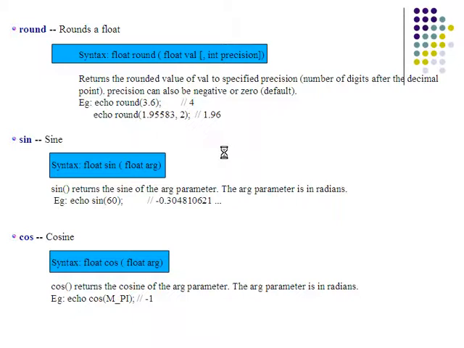Similarly, if you want to calculate the cosine value of a given radian, we can use the function cos. Again, it just returns the cosine of the argument parameter which we pass to the cos function.